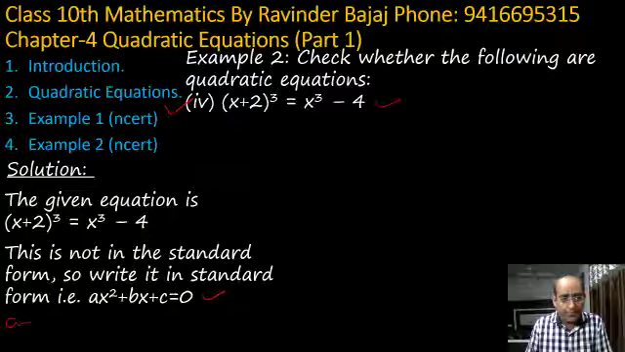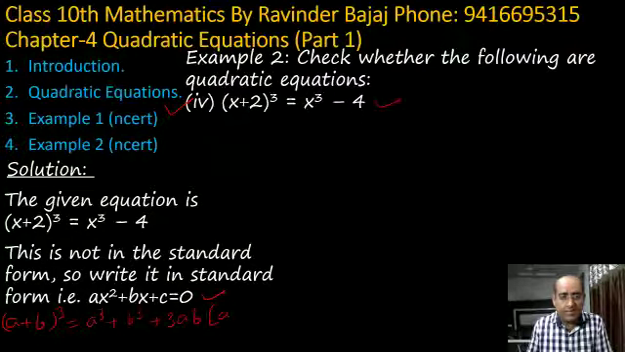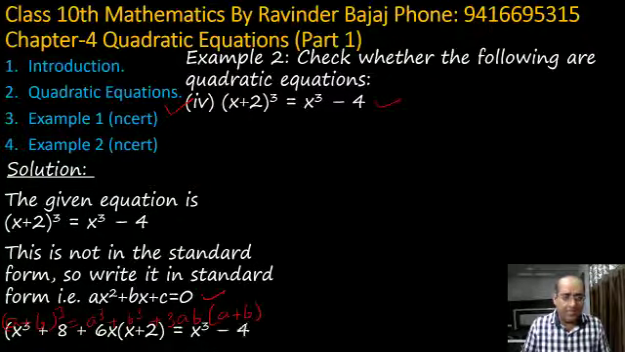a plus b whole cube is equal to a cube plus b cube plus 3ab into a plus b. This identity I'm using. See, I'm writing it for you. x cube plus 2 cube, that is 8, plus 3 into 2 into x, which becomes 6x, into x plus 2. So this is the identity I have used, is equal to x cube minus 4.